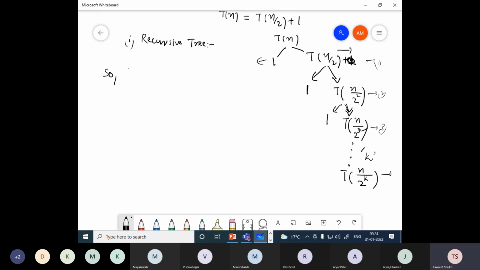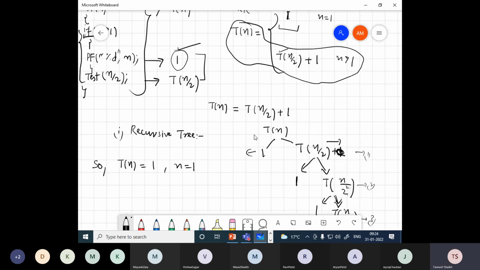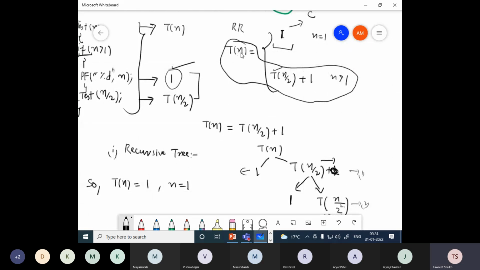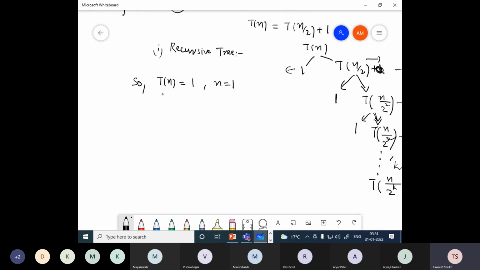So the initial value of t of n is equal to 1 when n is equal to 1. This is known to me from the recurrence of this equation here. When n is equal to 1, t of n is equal to 1, which means t of 1 is equal to 1. Isn't that so? In order to find this value of t of 1, I have to substitute, whatever is present inside the brackets of the t, equal to 1. Then I will get t of 1 equal to 1. Yes, from the recurrence itself.